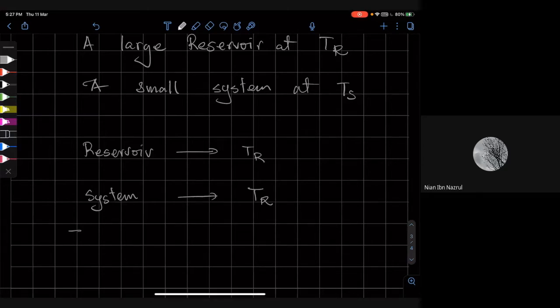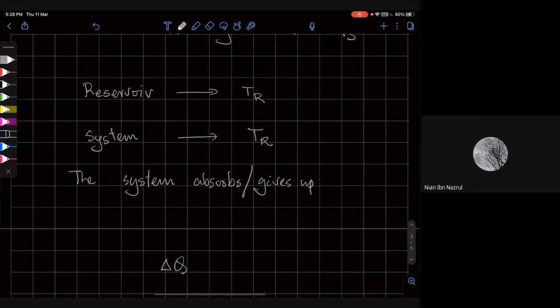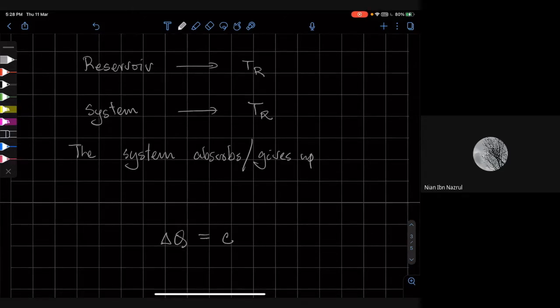So the system absorbs or gives up the heat delta Q in this process. It would be proportional to the heat capacity of the system, and the difference between the temperatures, right? So this could be positive or negative depending on which one is at higher temperature, right?